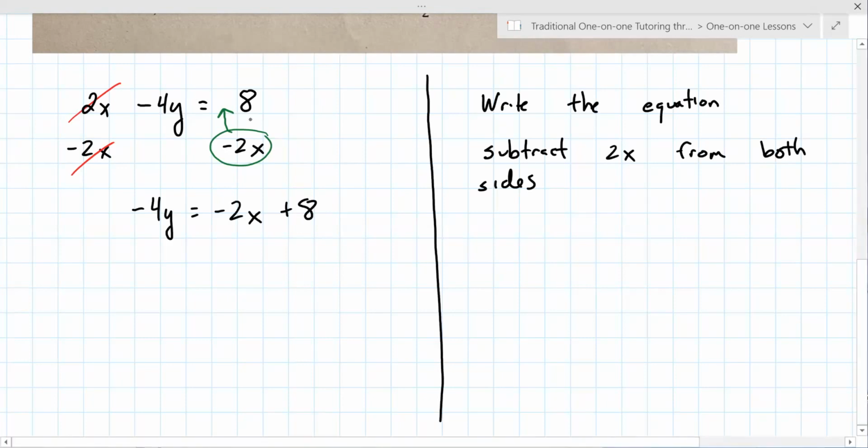See, you cannot combine the 8 and the minus 2x. Maybe that's a question you have, or maybe that's something that's bothering you. Okay. I got it. Okay, so now let me just do this, okay?